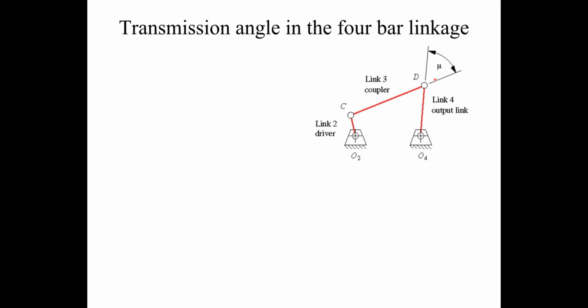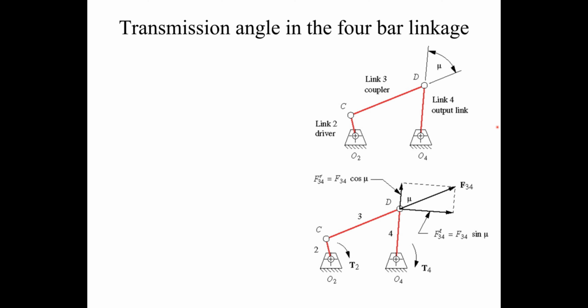So this included angle, which is shown as mu here, is the transmission angle, and it has important features when you are talking about how much force is moved from link number 2 to the output link number 4. So how can we see this force transmission? We can see it if we do a force analysis of this mechanism.